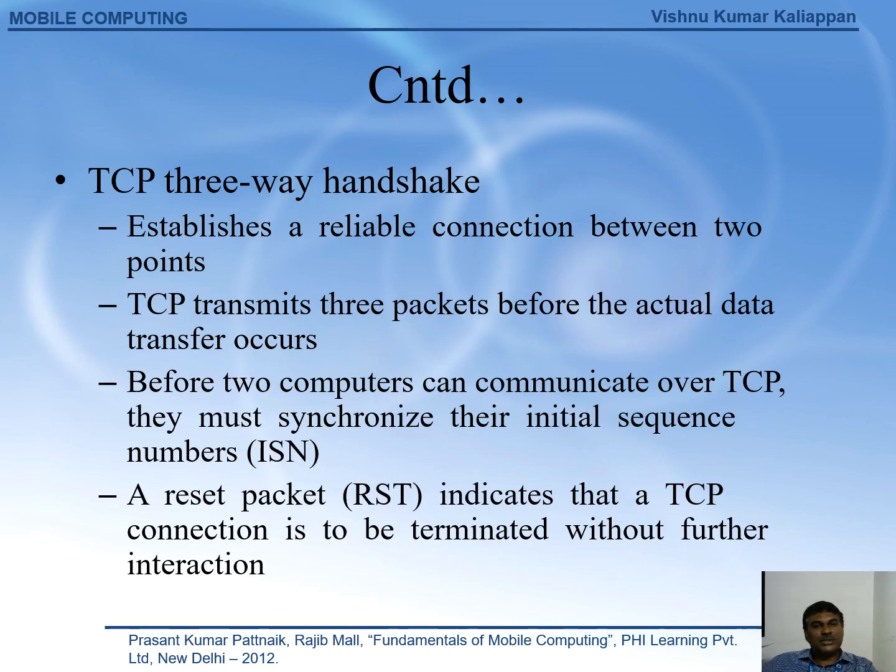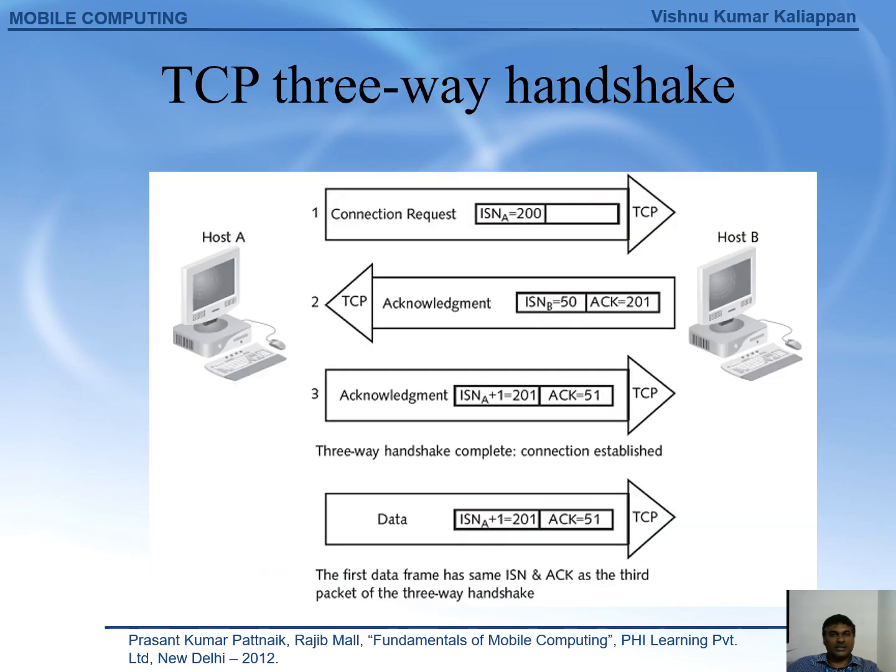TCP uses a three-way handshake model, where it establishes a reliable connection between two points. TCP transmits three packets before actual data occurs. Before two computers can communicate over TCP, they must synchronize their initial sequence numbers. The reset packet indicates that the TCP connection is to be terminated without interaction. As I said in the previous slide, there are three ways of handshake. Let us assume that this is host A and this is host B.